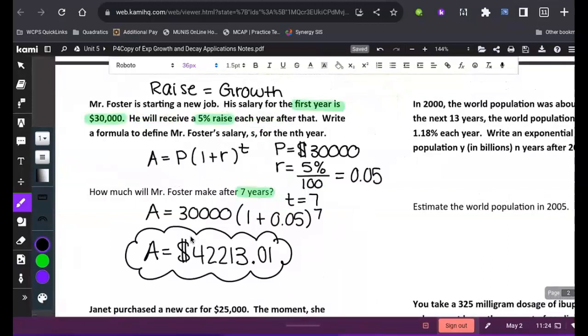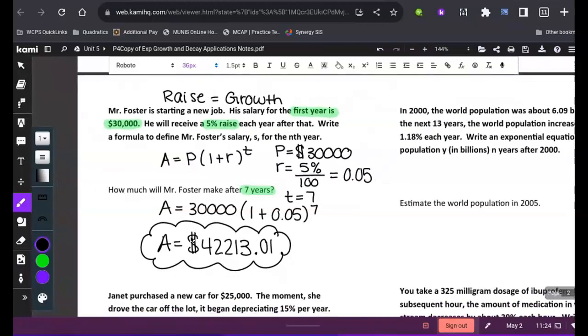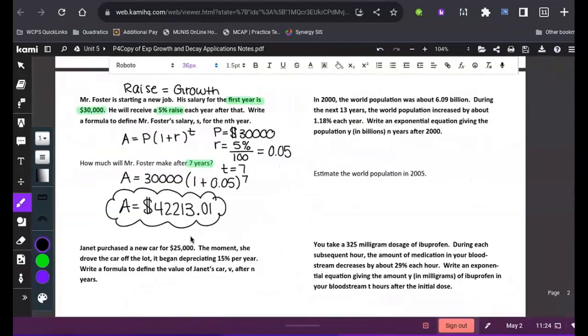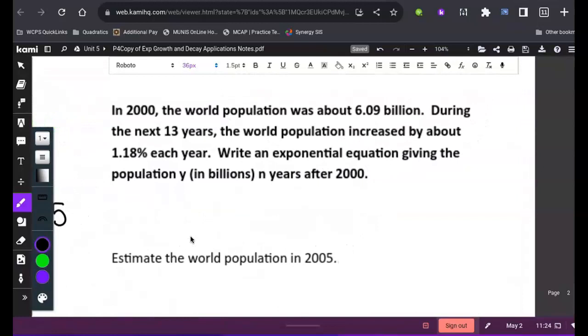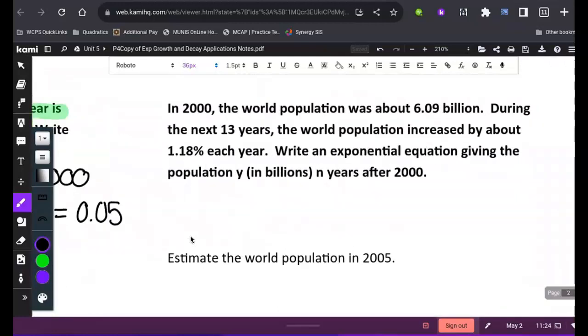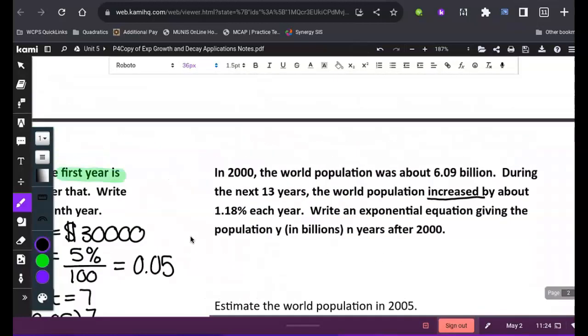So he started out with $30,000. He's getting a raise. He's going to end up making $42,213 after 7 years. All right. So we're going to skip Janet's example because it says it's depreciating, which means it's not growing. So we're going to skip over to the second example because I see the word increased, which means that we're going to be using the growth formula.